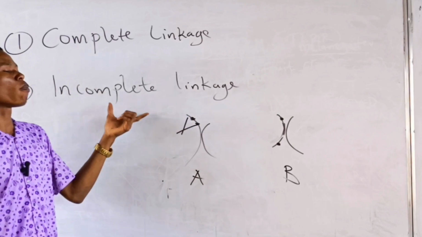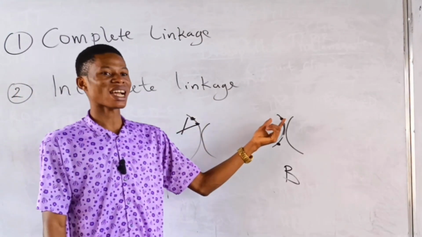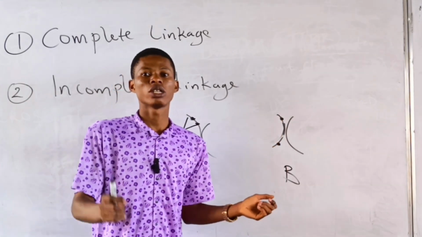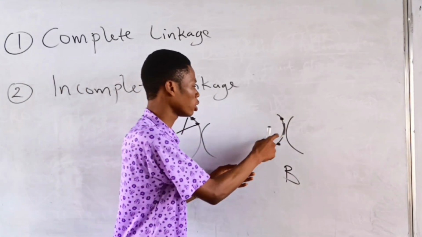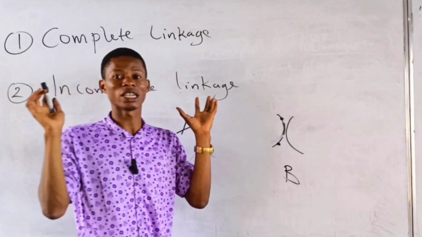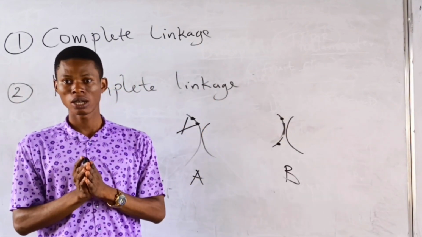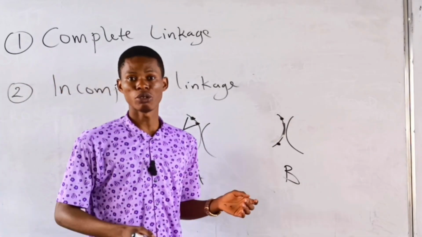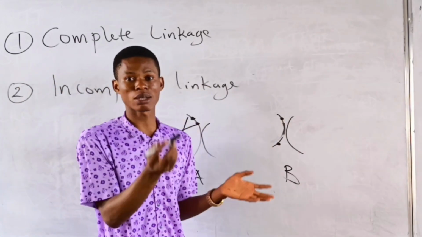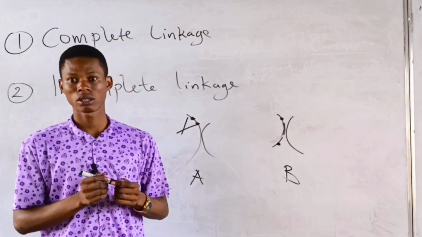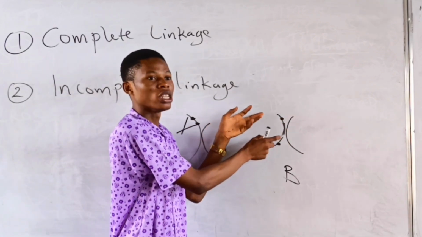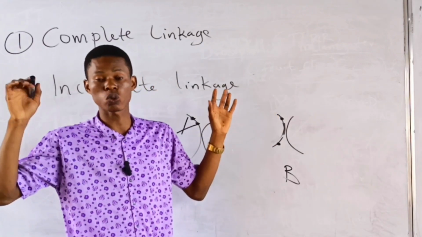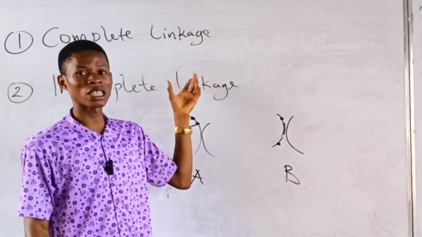Now, in incomplete linkage, the genes are still located on the same chromosome, but they are a little far apart. So there are chances that these two genes can be inherited together. But since they are a little far apart, sometimes there can be recombination, in that there can be mixing of genetic material, and they are not inherited together. Sometimes they can be inherited together and sometimes they will not be. In a case like that, we call it incomplete linkage.